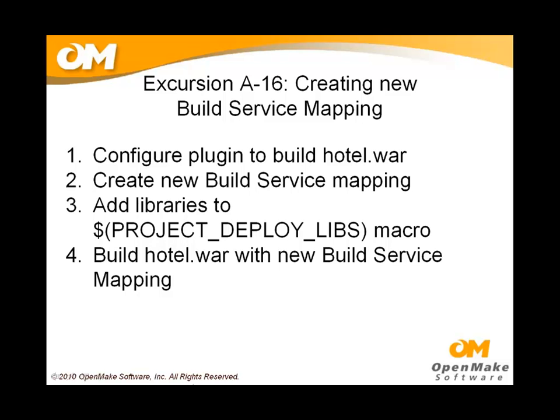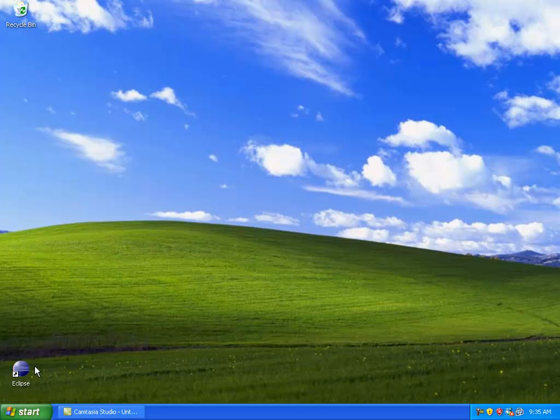Online Advanced Excursion 16. Create a new build service mapping for the Meister Eclipse plugin. In this excursion, we will build a hotel management web application to demonstrate how build service mappings can be configured to generate target definition files according to different standards.